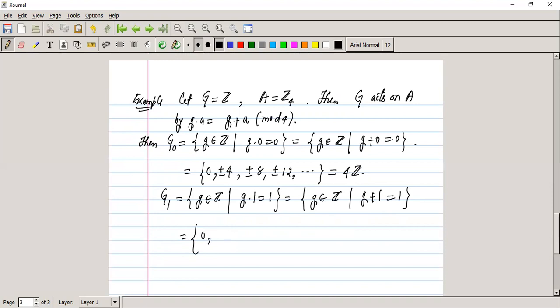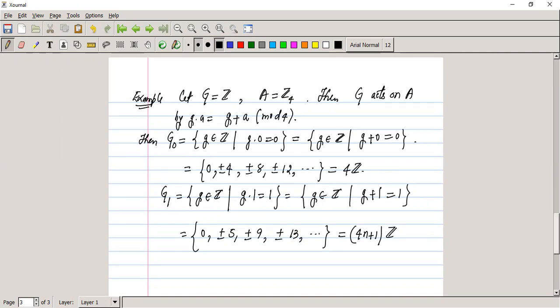And in fact, this contains 5 now, because 5 plus 1 is equal to 5, but 5 in Z4 means 1. So this contains plus minus 5, and similarly plus minus 9, then plus minus 13, and so on. So actually this is the subset of Z, which is 4n plus 1 into Z. So the stabilizer of G0 was 4Z, and the stabilizer of G1 is 4n plus 1 into Z.